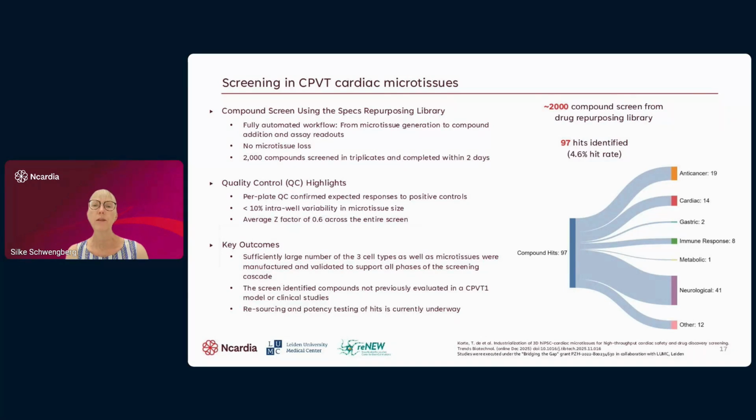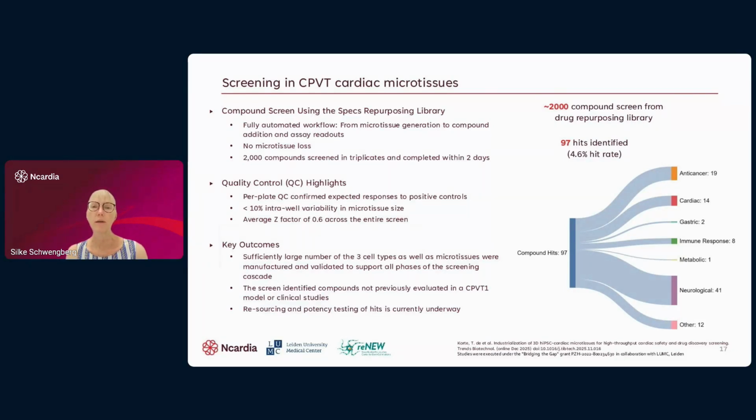The per plate QC confirmed the expected response to the positive controls. And across the screen, we had a variability of less than 10% in the microtissue size. And the average Z prime factor was 0.6 across the entire screen, which is really good.